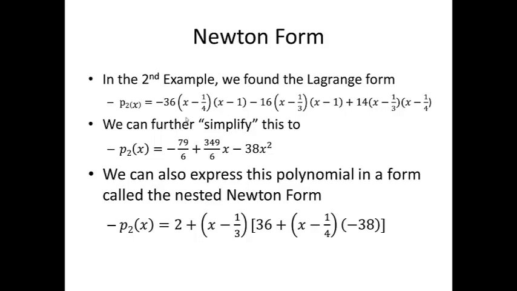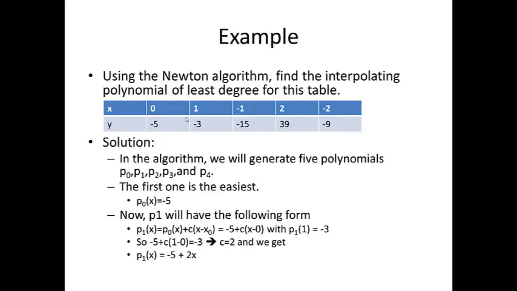Let's take a look at an example of a method known as Newton's algorithm, which will result in a polynomial that is in the Newton form of the interpolating polynomial. So again, we have an example table, and we want to find the interpolating polynomial of least degree. In this algorithm, we're going to generate 5 polynomials: p0, p1, p2, p3, and p4. Now, the first one's going to be really easy. In particular, p0 of x is equal to minus 5.